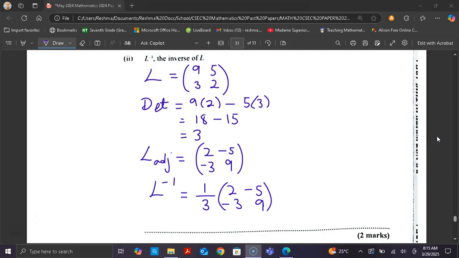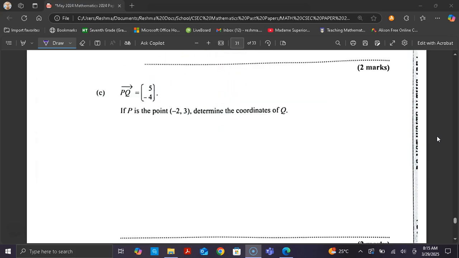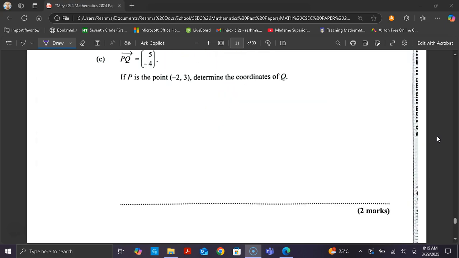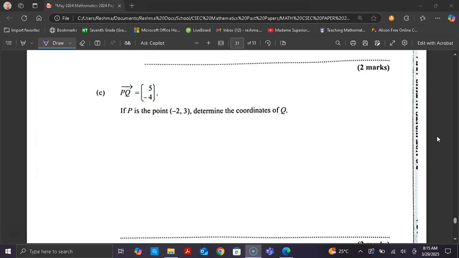So let's continue with June 2024 CSEC Math Paper 2. We're on question number 10 on vectors and matrices. So we did parts A and B. So let's go on to part C. So part C, for 2 marks, we have a vector PQ, (5, -4). If P is the point (-2, 3), determine the coordinates of Q.